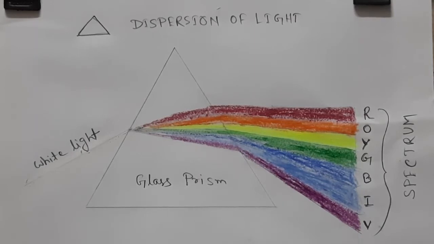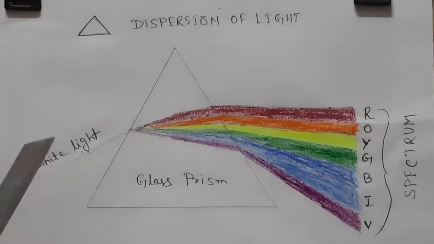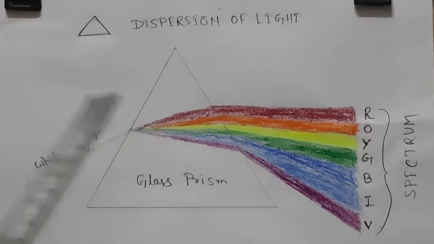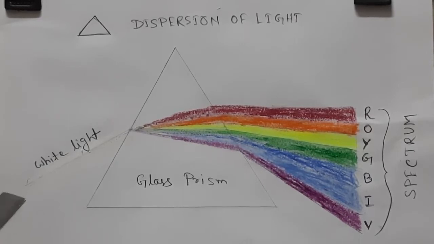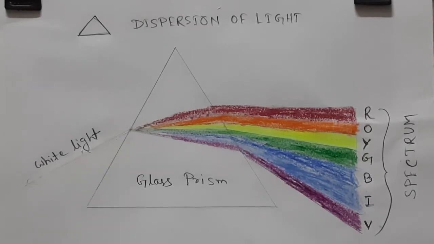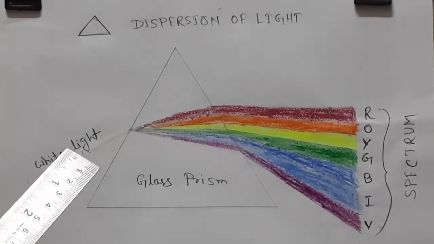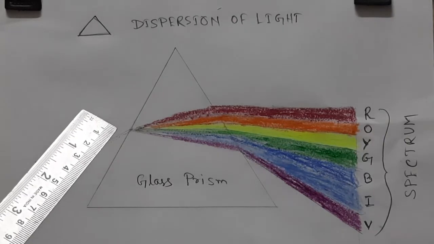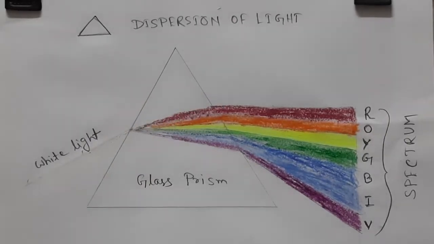Today I am going to discuss dispersion of light through a glass prism. In this picture you can see a beam of white light, and when this beam of white light falls on one side of the glass prism, it will split into the 7 colors.